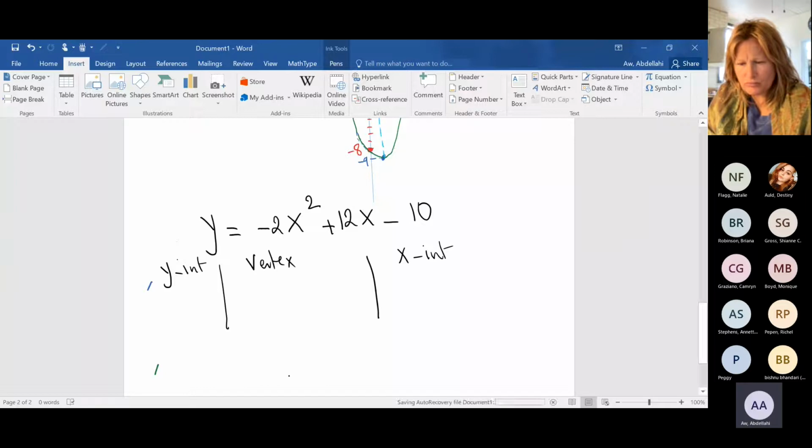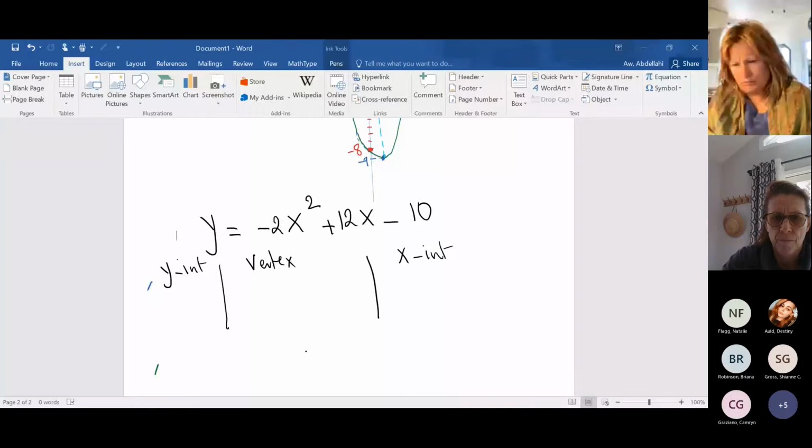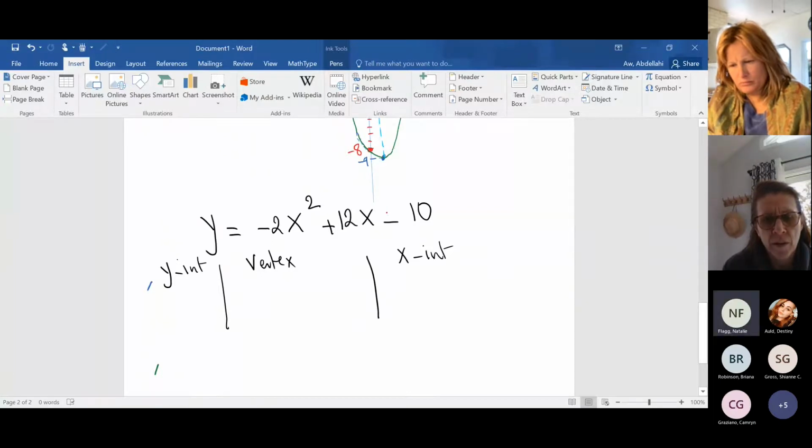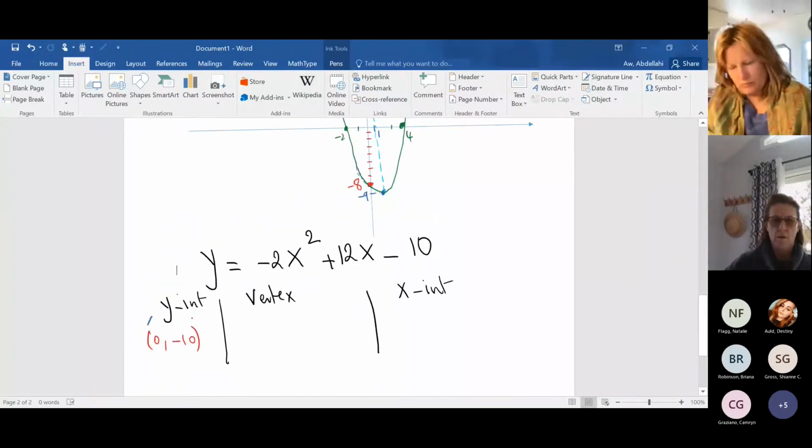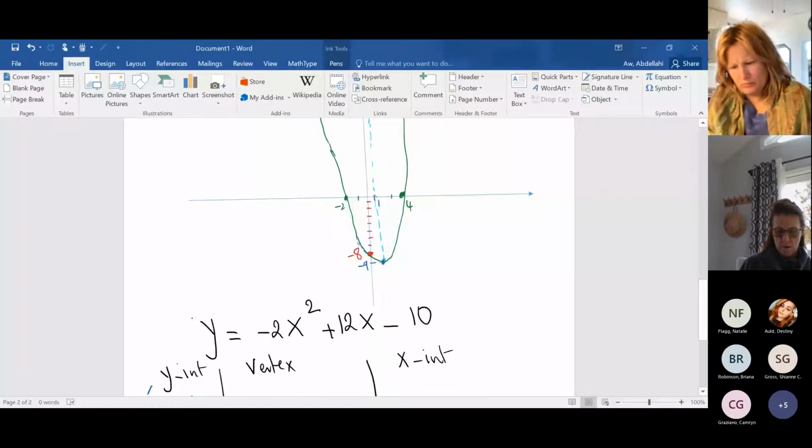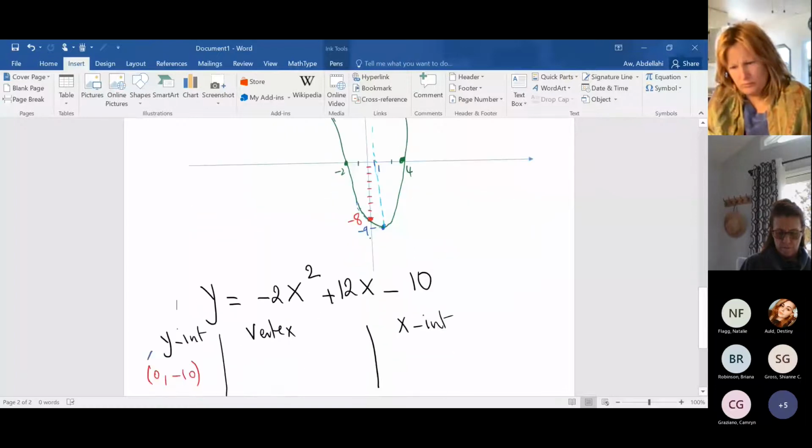All right, so everybody, let's go with the easiest point to find. The easiest one is what point? The y-intercept, right? How much is the y-intercept here? 0, -10. Thank you. So that is the y-intercept. You see, that is y right here.